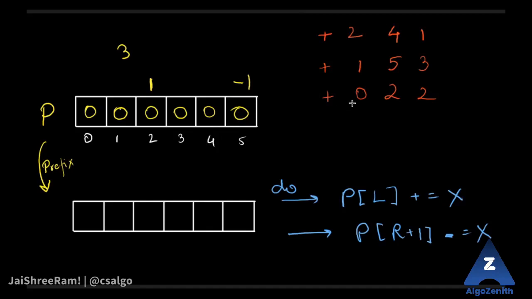Now after you have built this, let's look into the last query. So you have 0, 2, 2. So you need to add 2 to the range 0 to 2. So what you can do is that you can add 2 to the 0th index, and if you need to subtract from r plus 1, that would be 3, and you subtract 2 at the index 3. And now we need to just add these values, so that would be the corresponding values in the p array, right? Those are the corresponding values in the p array.